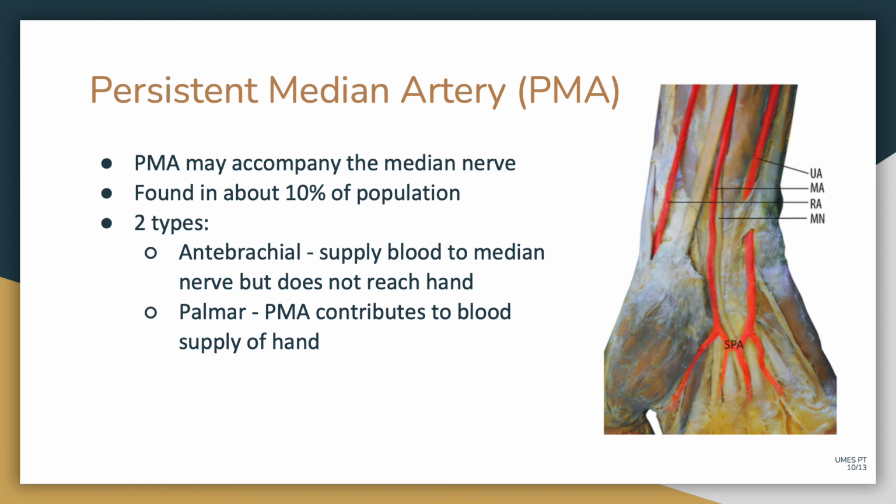So there are two types. There's the antebrachial, which just supplies the median nerve, but does not reach the hand. And then there's a palmar variation, in which the persistent median artery does contribute to the blood supply of the hand. In this case, it may contribute to the formation of the superficial palmar arc. So it would have a superficial course as the median artery travels alongside the median nerve and it passes close to the transverse carpal ligament.